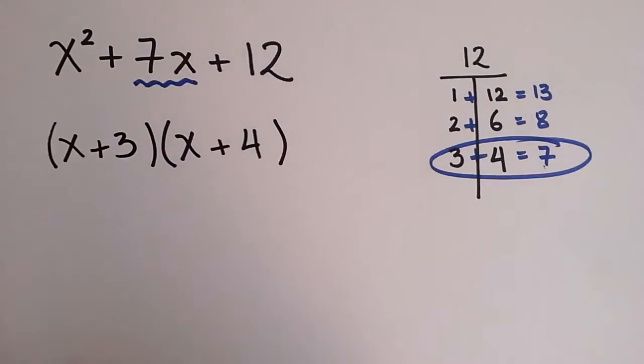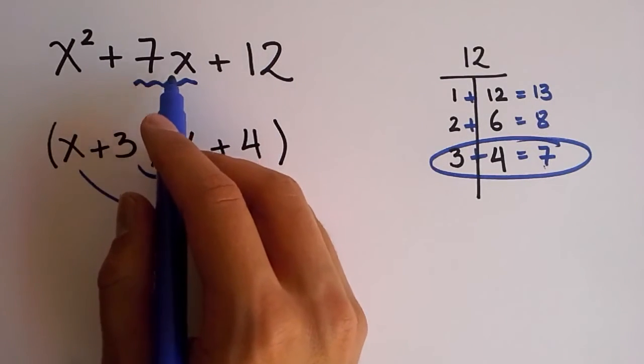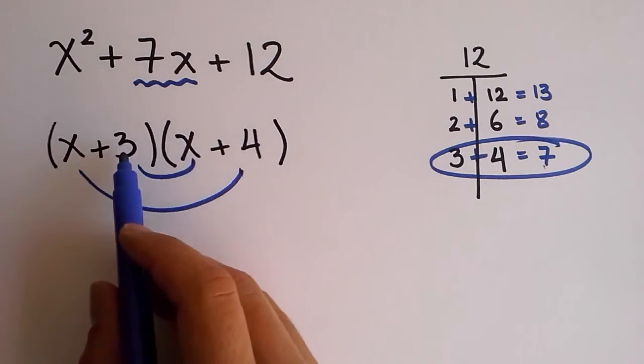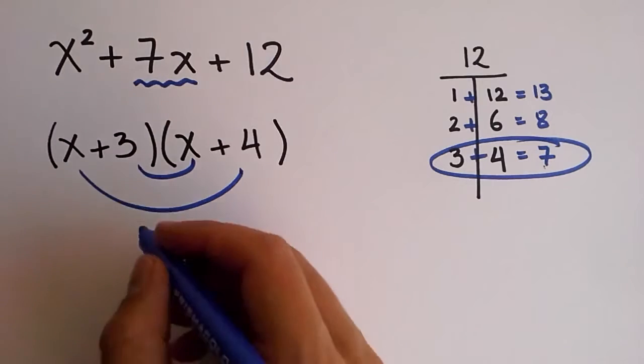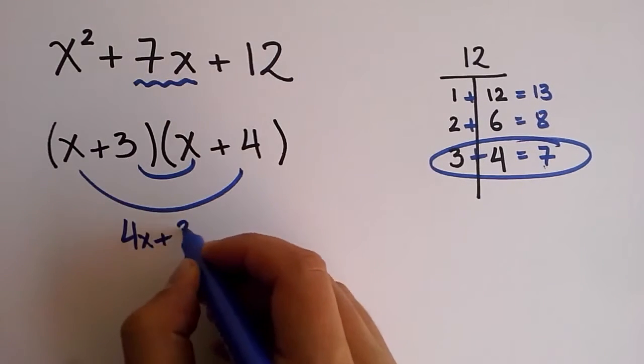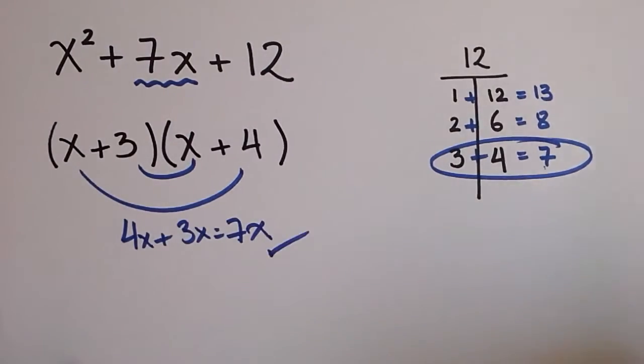Now, why does this work? Pretty much because you know that this term in the middle is the product of the adding of 4x and 3x that are the products of these 2. So 4x plus 3x will be giving us 7x. That's why this guy works.